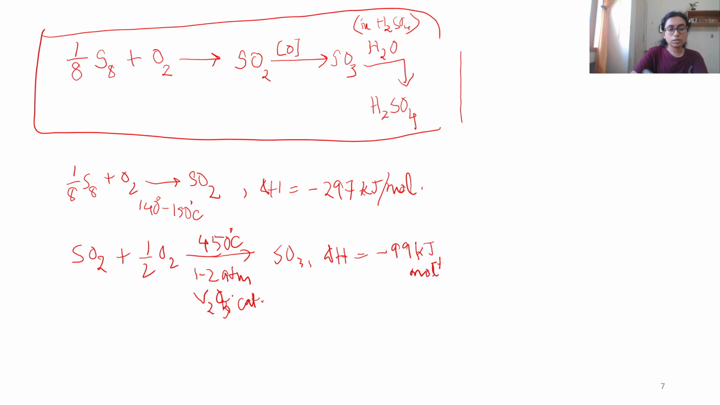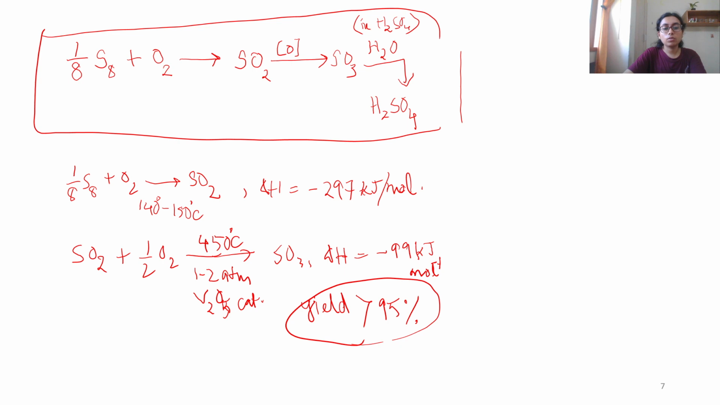So then the reaction yield will be greater than 95%. Okay, this much high yield is obtained if we provide high temperature and this much pressure. Then vanadium pentoxide, why does it need? Because it will produce this oxygen source.